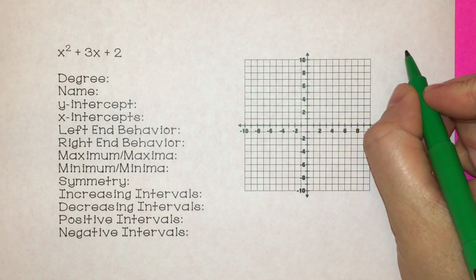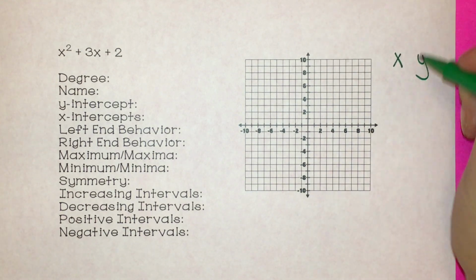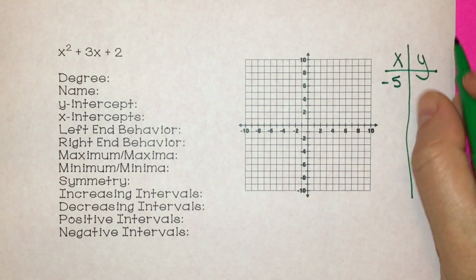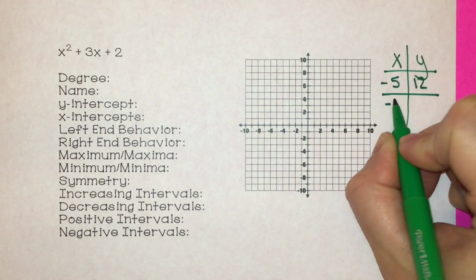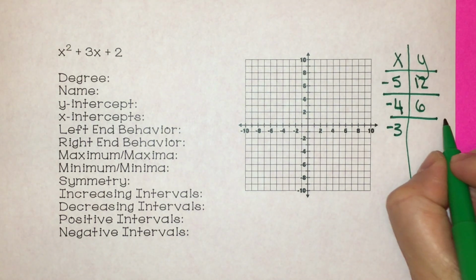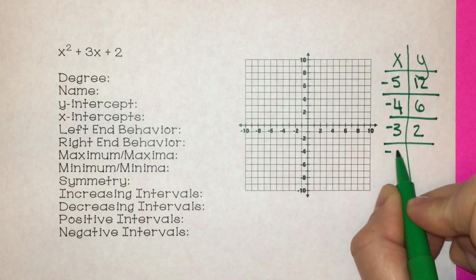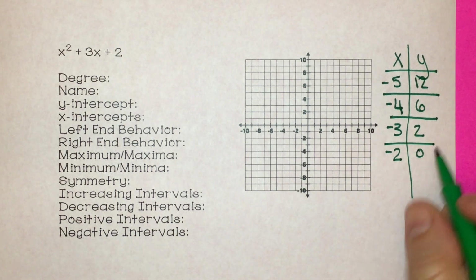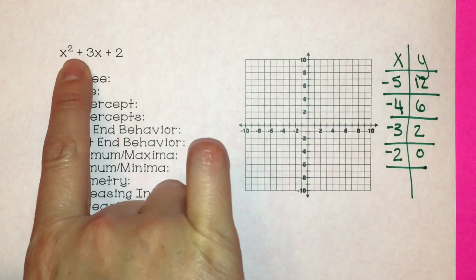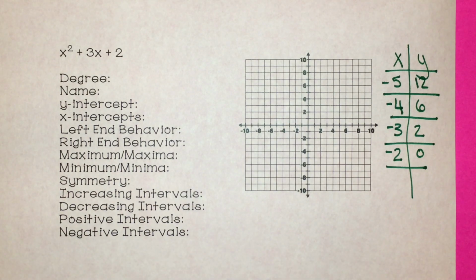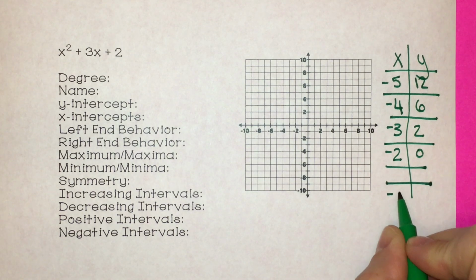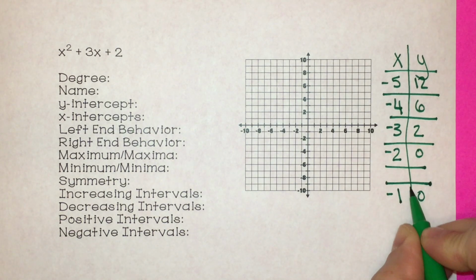So I'm just going to create a table. We're going to plug in x values and get out y. All right, I plugged in -5 to get out 12. Where x is -4 gives us 6 for y. Where x is -3 gives us 2. When x is -2, we get 0. When x is -1, we also get 0, but this is quadratic, and I know it's a mirror image, so it's going to be symmetric. So I know there's going to be a point in between this. So I'm going to pick where x is -1, y is also 0.